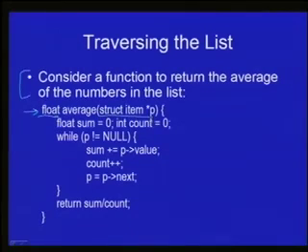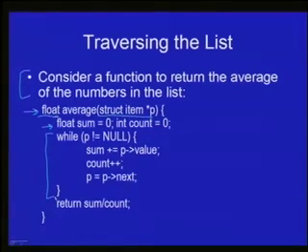The argument is a P which is of type struct item star. So the argument is supposed to be a pointer to the first element of the list for which we want to compute the average. So we have two local variables. Sum will represent the sum of the data values in the list, and count will represent the number of elements in the list. Now this loop essentially traverses the list.